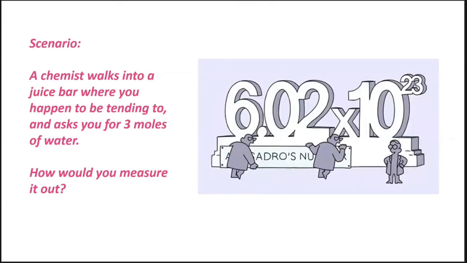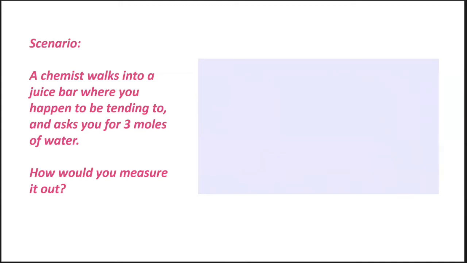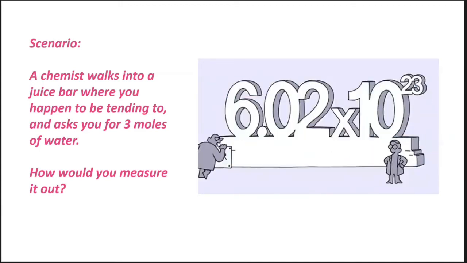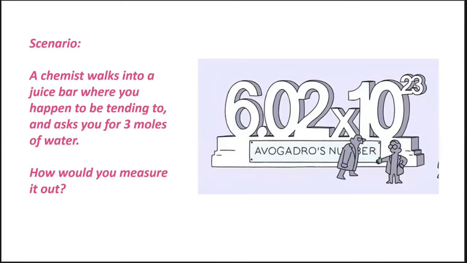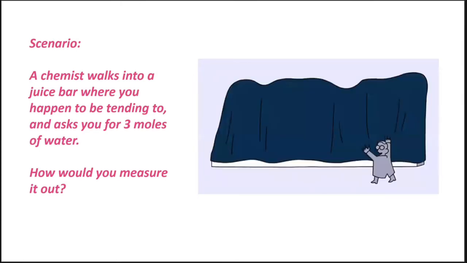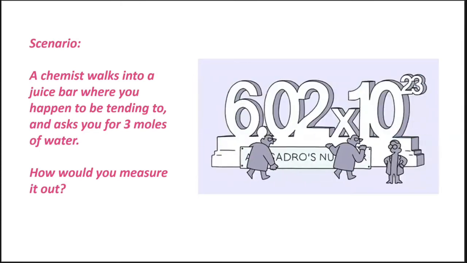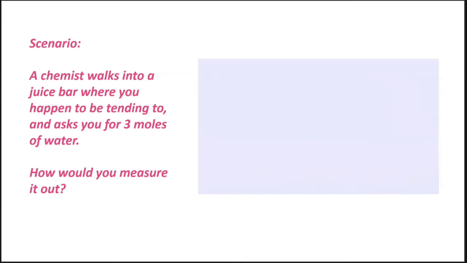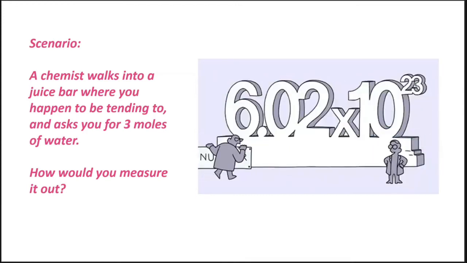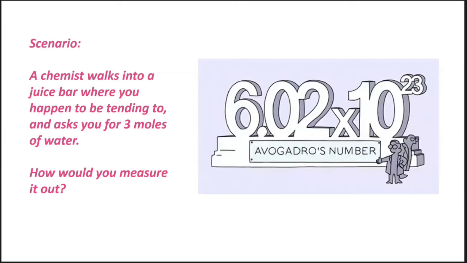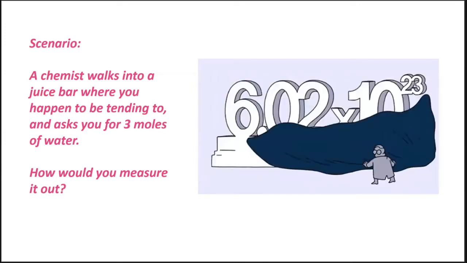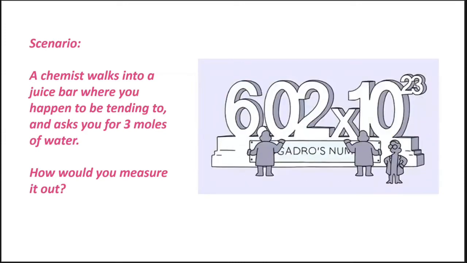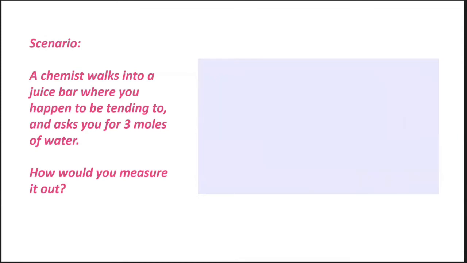So we just talked about how to convert between number of moles and the number of particles. With the unit of mole and Avogadro's constant, we're able to count large numbers of particles with relatively small numbers. However, it doesn't really show us how to measure them. So here's a scenario. A chemist walks into a juice bar where you happen to be tending, and asks you for 3 moles of water.